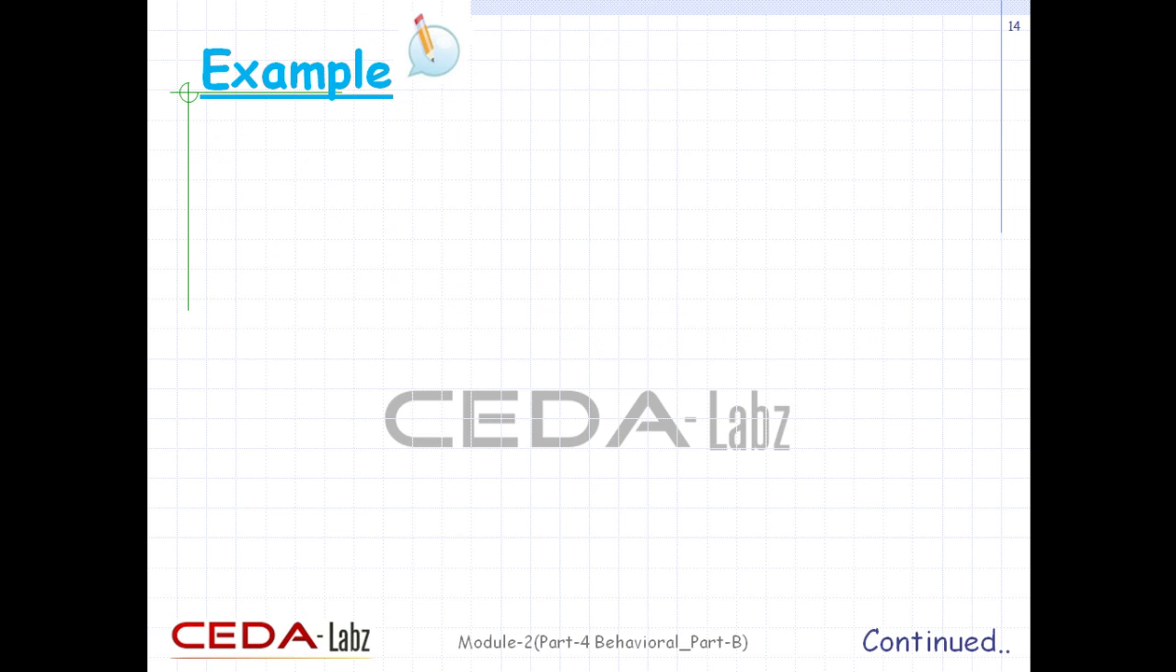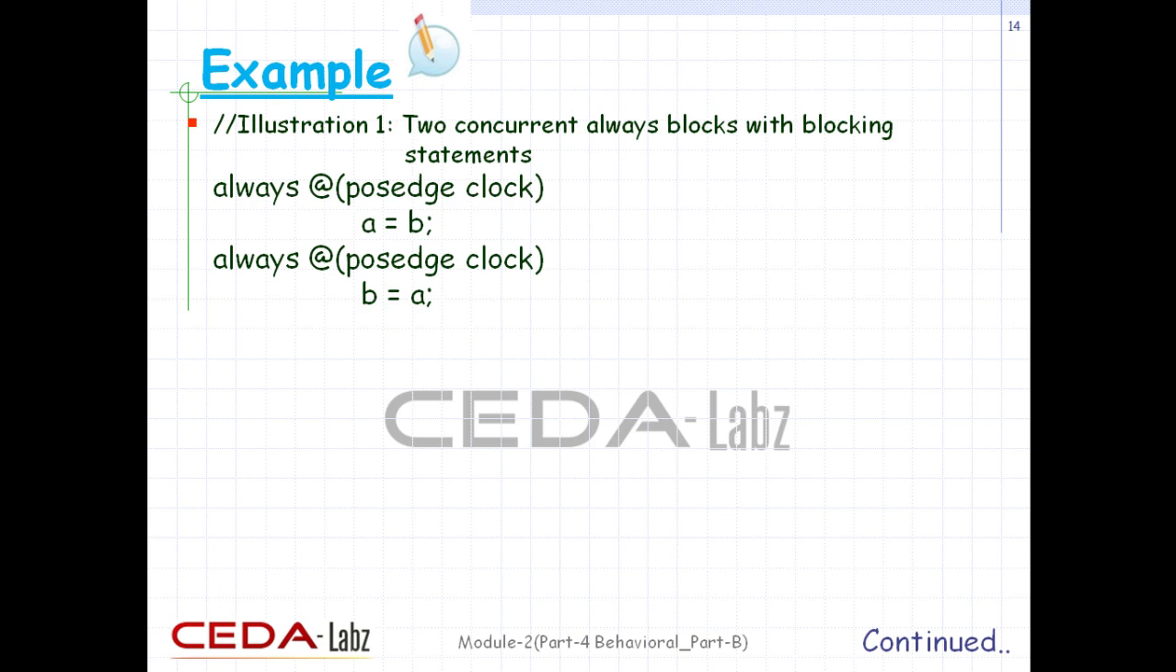Thus, the final values of reg1, reg2, and reg3 are not dependent on the order in which the assignments are processed. In example illustration 1, there is a race condition when blocking statements are used. Either A equals B would be executed before B equals A, or vice versa, depending on the simulator implementation. Thus, values of registers A and B will not be swapped. Instead, both registers will get the same value, the previous value of A or B, based on the Verilog simulator implementation.